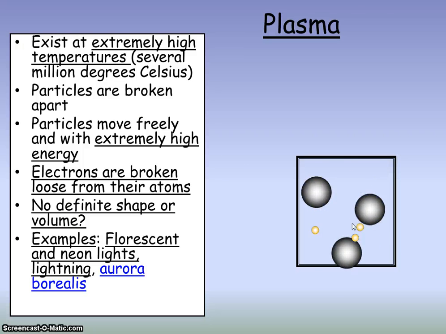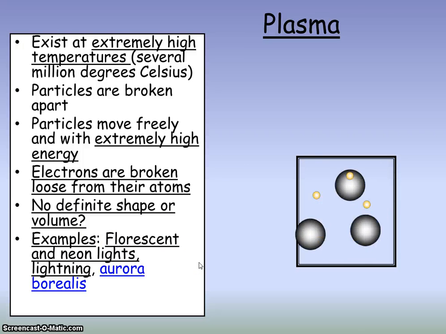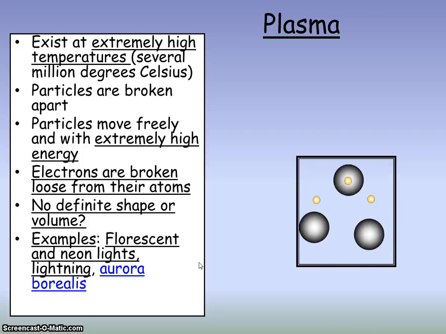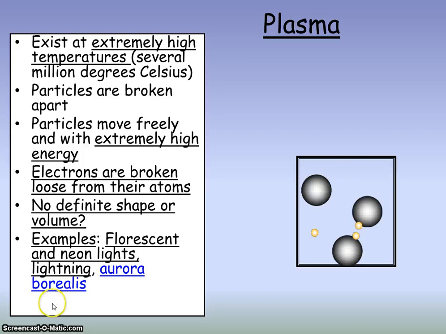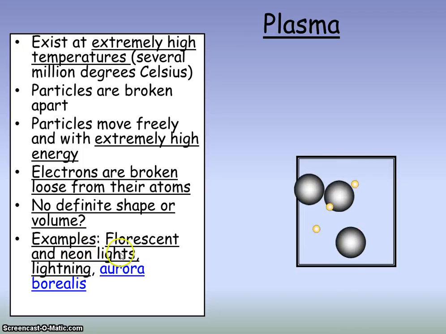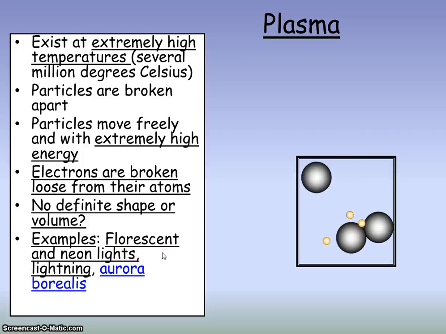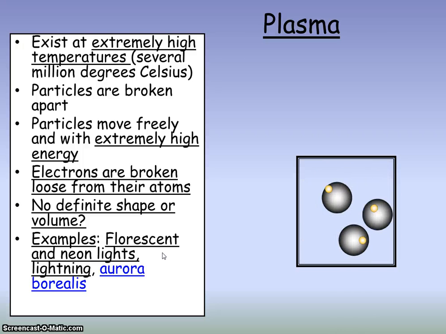Okay, essentially what you get is a glow, like our fluorescent lights in the classroom are a kind of plasma. You take the gas in those tubes, and you run electricity through it, and you heat it up, you give it a lot of energy, and it glows. Okay, neon lights are the same way. The neon lights that you may see advertising something, okay, that's a gas that is heated and becomes a plasma.